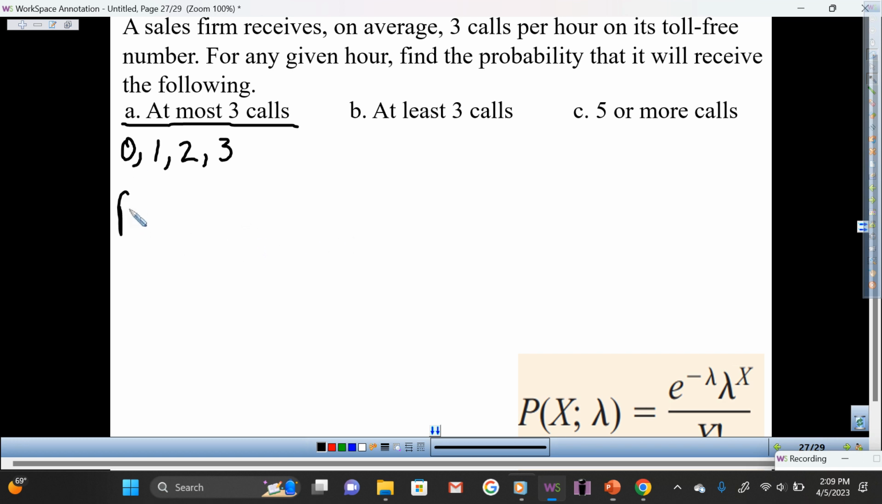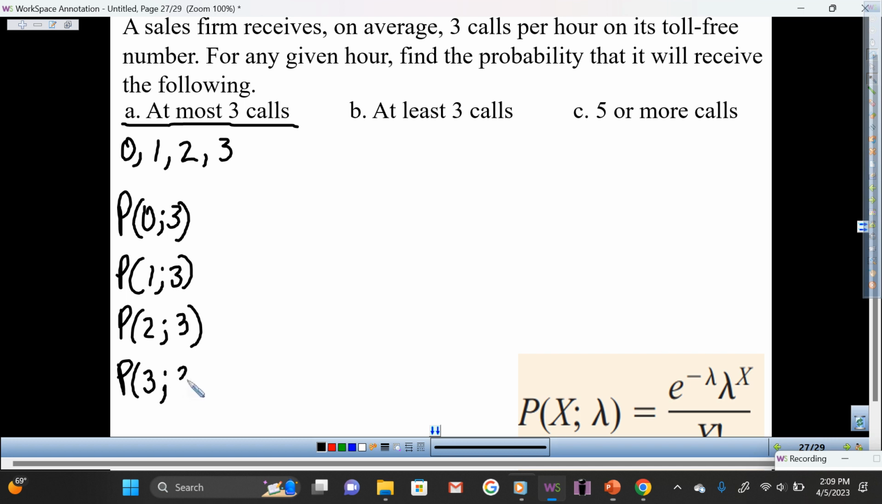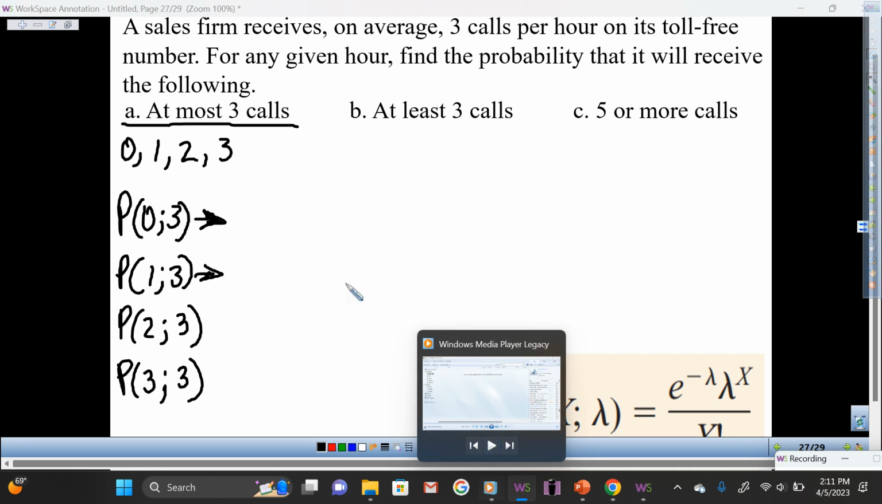Which means I need to write what? P of, what's my first one? 0. And what's the lambda? What's the average? 3. And of course I need P of 1, lambda 3. P of 2, lambda 3. And P of 3, lambda 3. All right. Let me pause this.